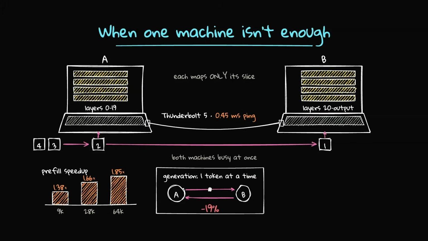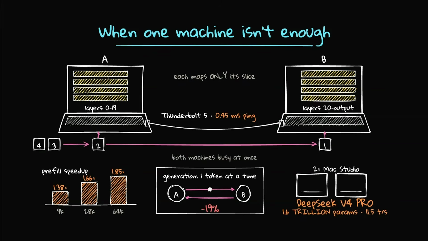Okay, but generation is actually the footnote here. So it's one token at a time. So the pipeline collapses into ping pong across the cables, which is going to be about 19% slower. So this trick is for fitting larger models and faster prompt processing, not faster generation. But here's the thing, with this trick, you can run the bigger 1.6 trillion parameter model at almost 11 tokens per second, which is kind of incredible.